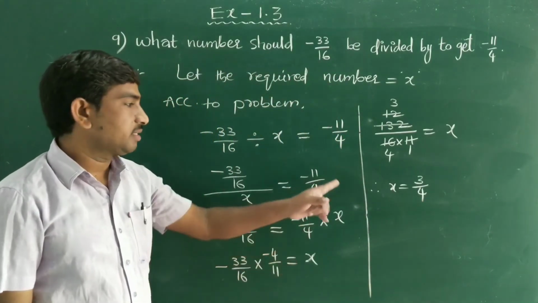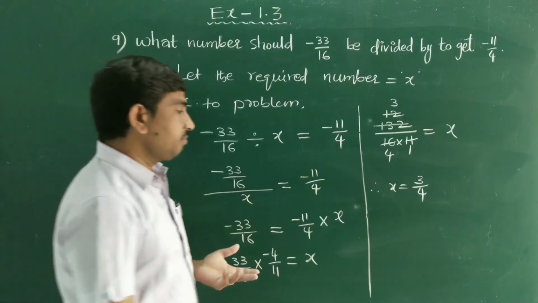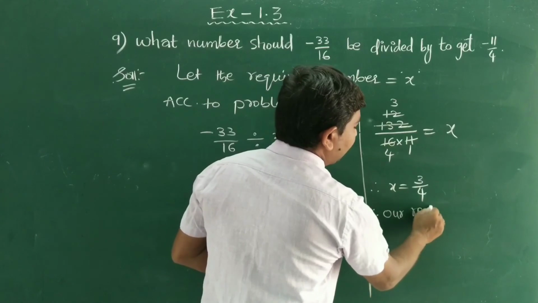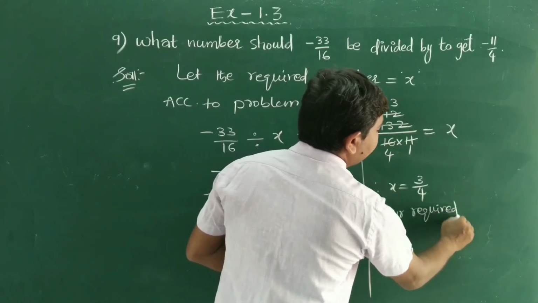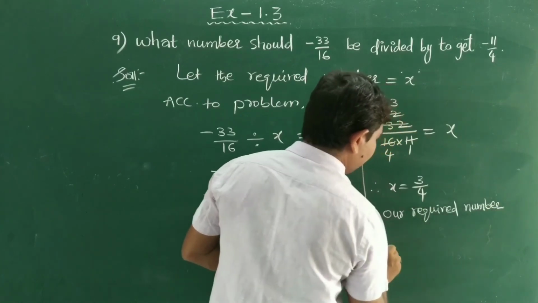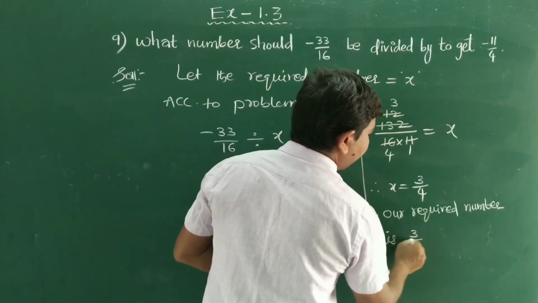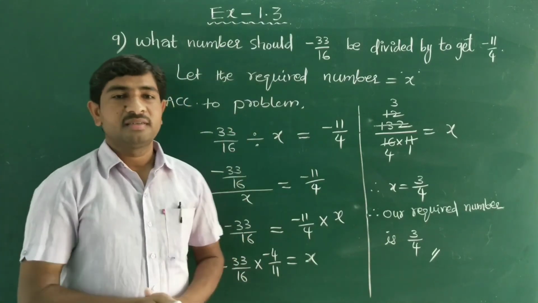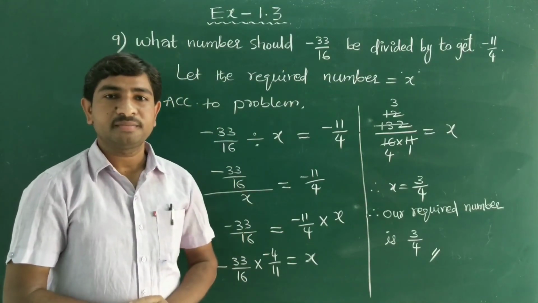Minus into minus is plus. Finally, what is our required number? Therefore, our required number is 3/4. So this is the answer for the given ninth problem. Okay, thank you.